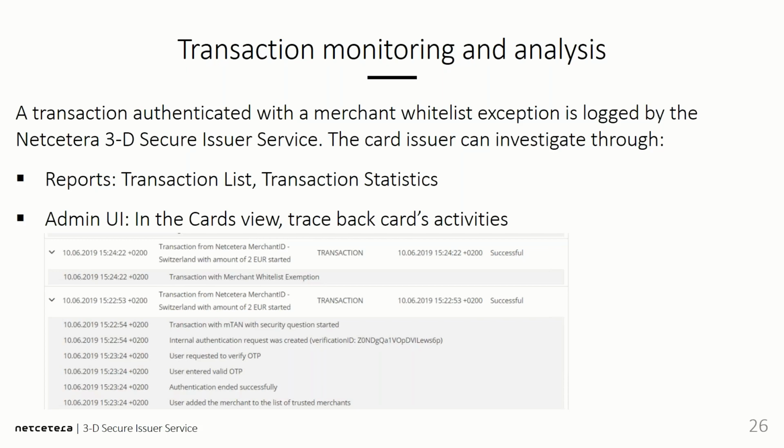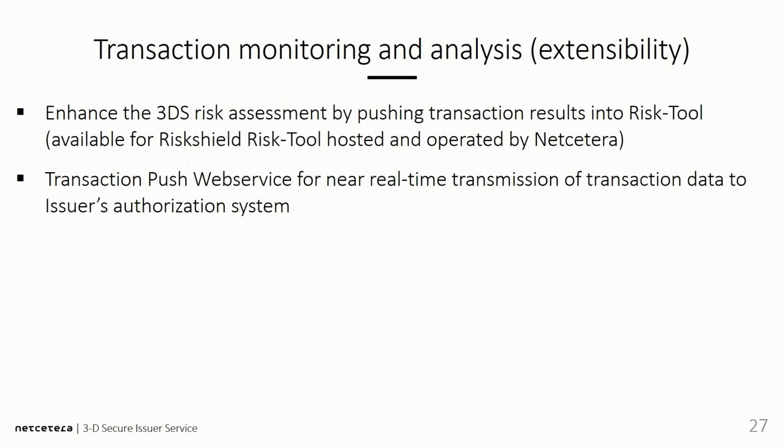So there are out-of-the-box reports which we offer, where you have a complete transaction list with all the exemptions that have been applied and several other attributes per transaction. You have also transaction statistics which we provide. There you could see for a given time frame how many transactions have been passing successfully or not successfully, and so on, with which reasons. And then in the admin UI, we have seen in this cards view that it is possible to trace back any activity on a card, which also allows fraud analysts to do a deep dive for analysis of suspected fraud. And then there are two more options which you might be interested to use.